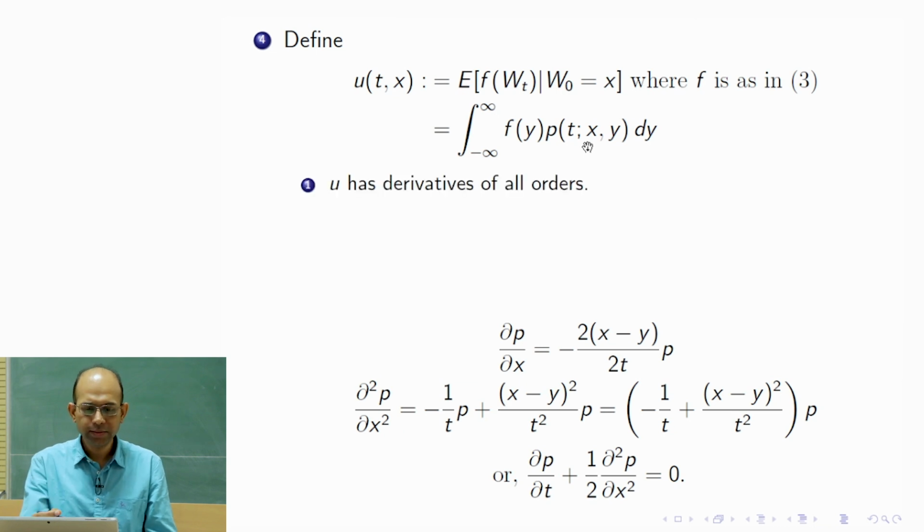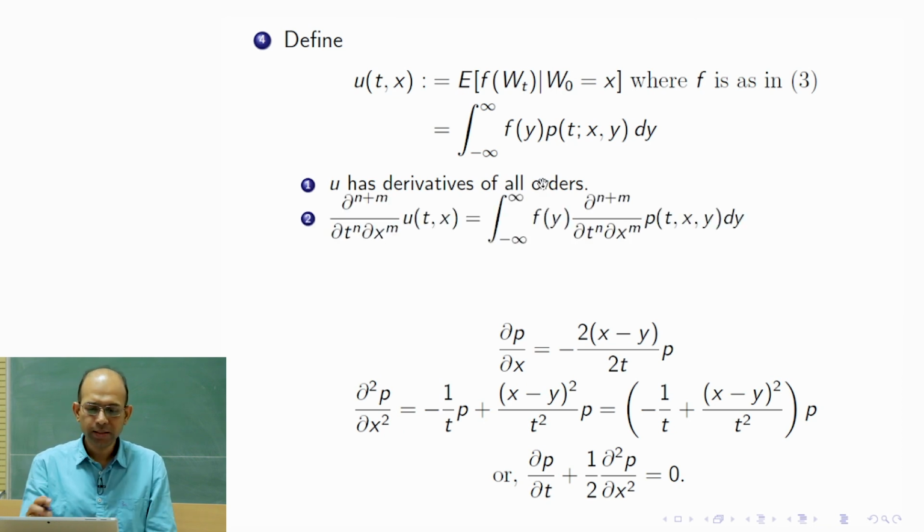Here we are going to see the property that u has derivatives of all orders. p is of course smooth, it has derivatives of all orders because it is an exponential function, a very nice smooth function. But what we are going to say is that under this assumption on f, it does not matter what f is, if f satisfies the condition written in 3, then u defined in this manner is also a smooth function. It has derivatives of all orders, a C infinity function.